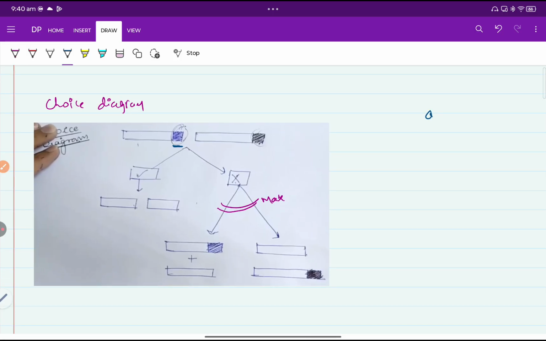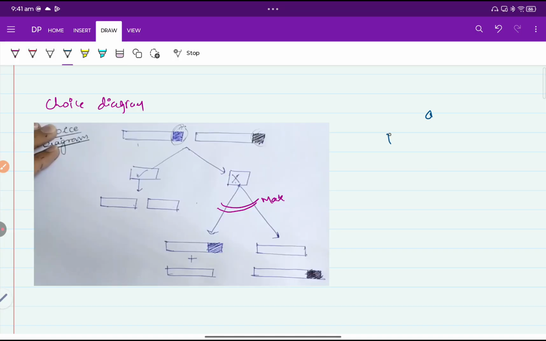We have the blue and the black. If they match, then I will call for the smaller part. If they do not match, then we have two options: either I include the blue part and call for the smaller one, or I include the black part completely and leave the blue part. There are two options, and I have to return the maximum length. That's why I return the maximum between them, so this is the choice diagram.